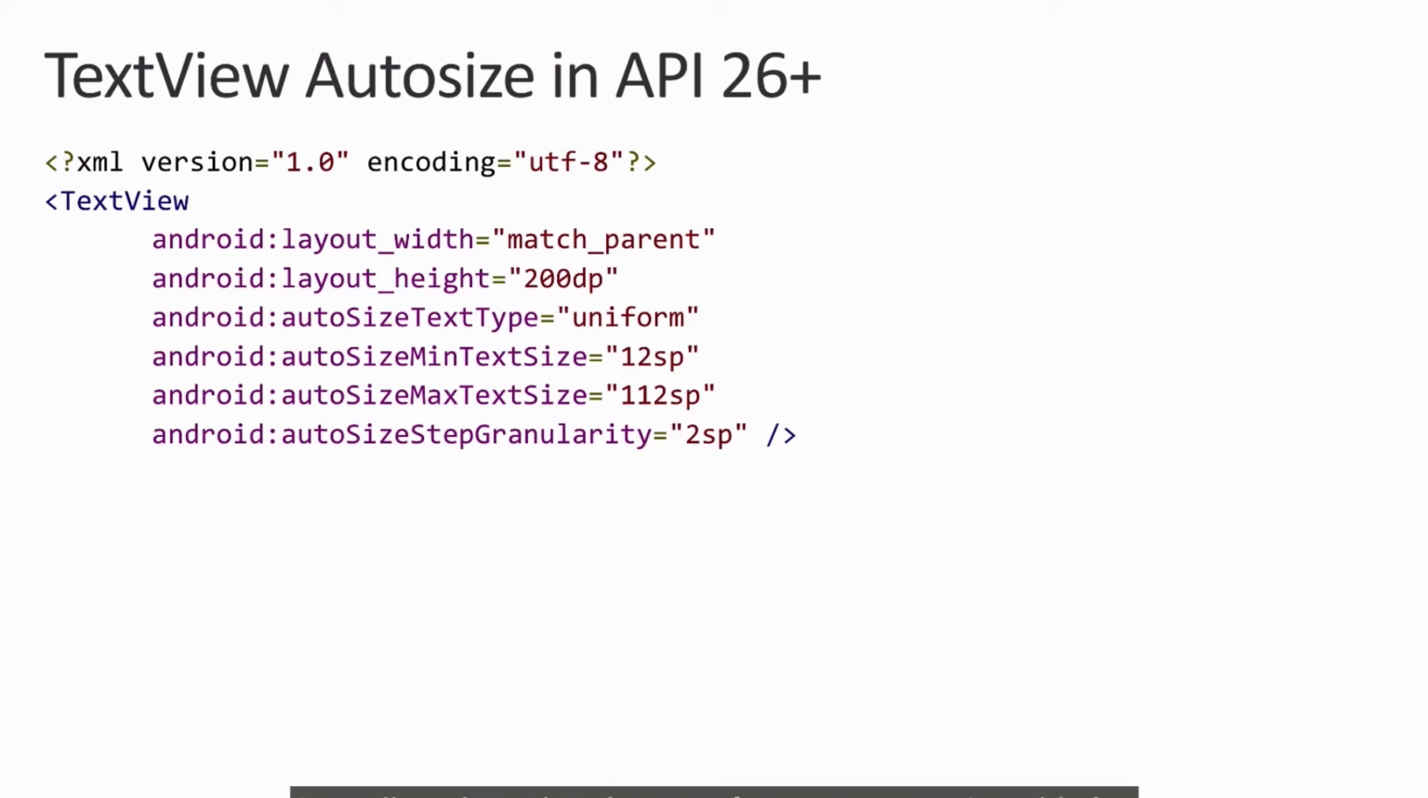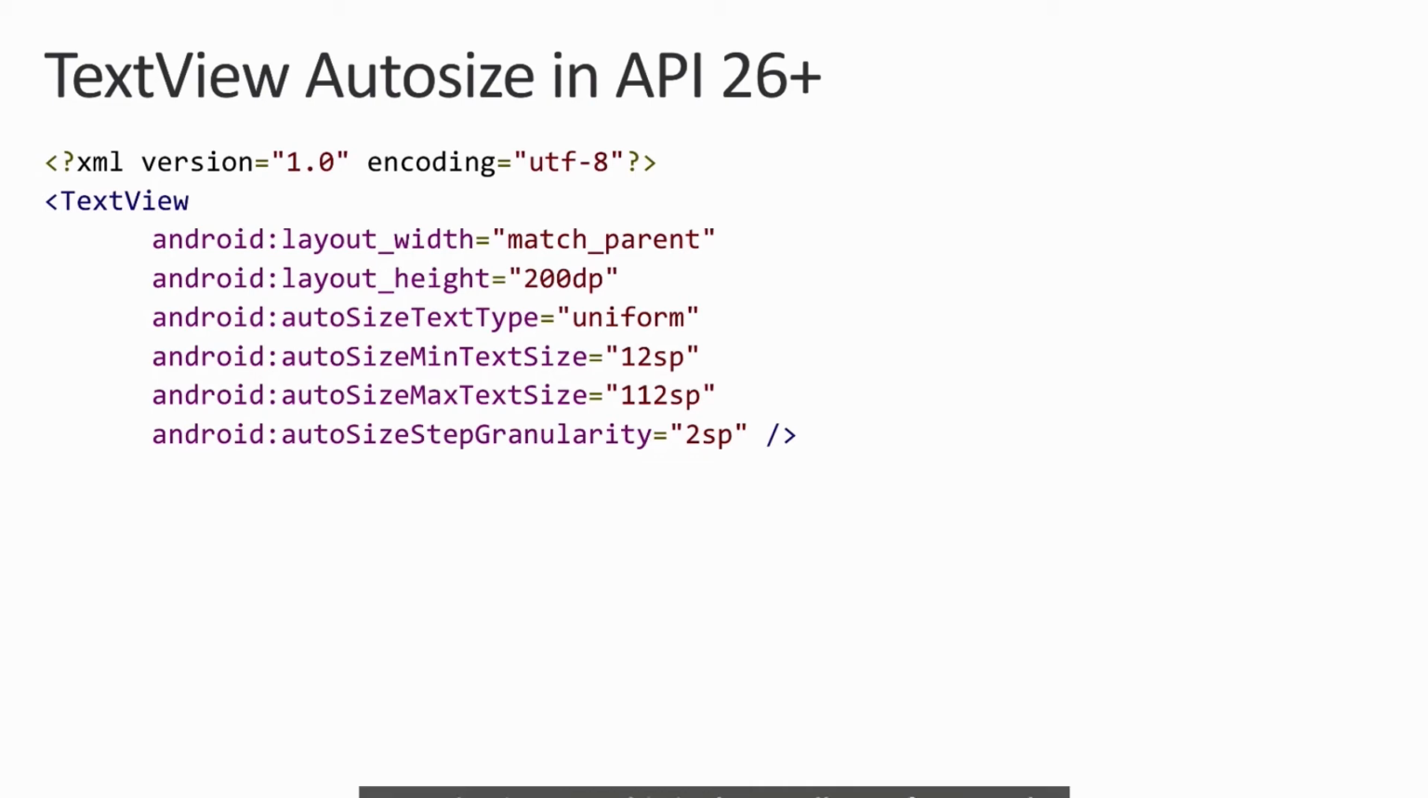So we'll see here that there are 4 new properties added to a TextView in API 26. The autoSizeTextType, autoSizeMinTextSize, autoSizeMaxTextSize, and autoSizeStepGranularity. The only property you have to set is the text type, and that can be either uniform or none. So uniform meaning grow or contract the font text size as the TextView changes size. And then the other 3 provide some hints to Android as to how it should increase or decrease the font sizes.